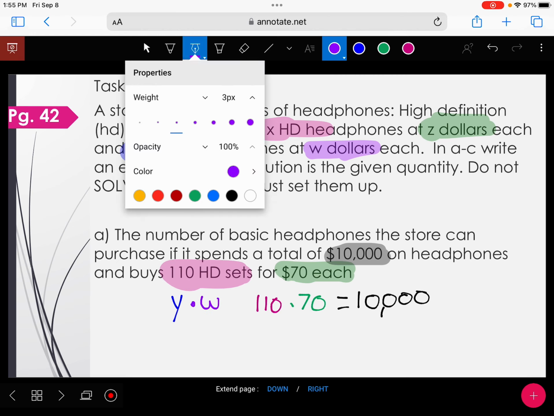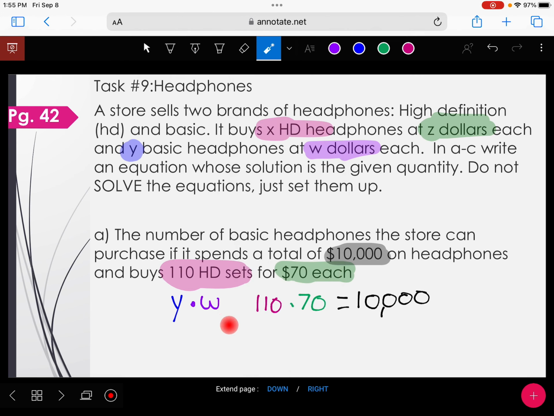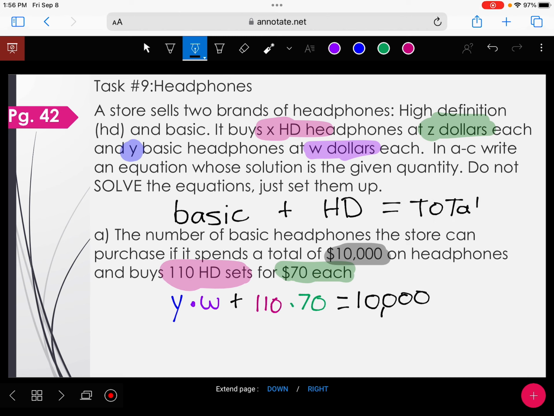What are we going to do to combine our basic headphones and our HD headphones? Add them. So in between, we're going to put a plus, because we're going to take our basic headphones and everything we know, and combine them with the HD headphones for our total. And we don't have to go any further. If you did notice that 70 times 110 gives you 7,700, great. Absolutely fine to multiply it out. You don't have to go any farther than this, though.